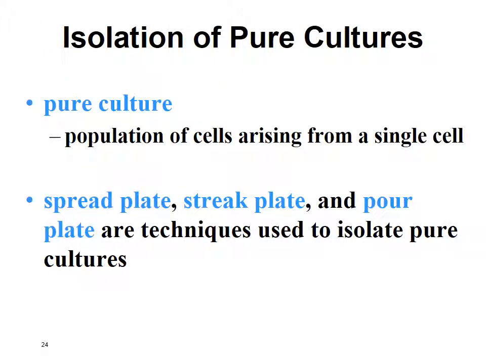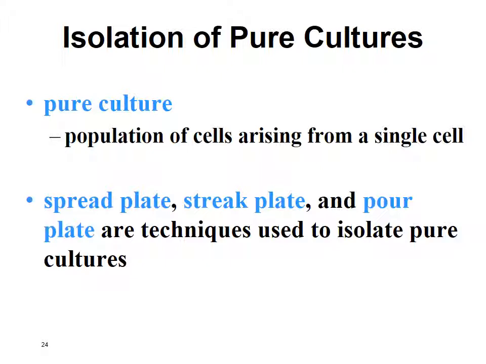Now, in natural habitats, microorganisms, of course, grow in complex mixed populations with many different species. And this presents a problem for microbiologists because a single type of microorganism can't be studied adequately in a mixed culture. What one needs is a pure culture. This is a population of cells arising from a single cell. And we need a pure culture so that we can characterize an individual species.